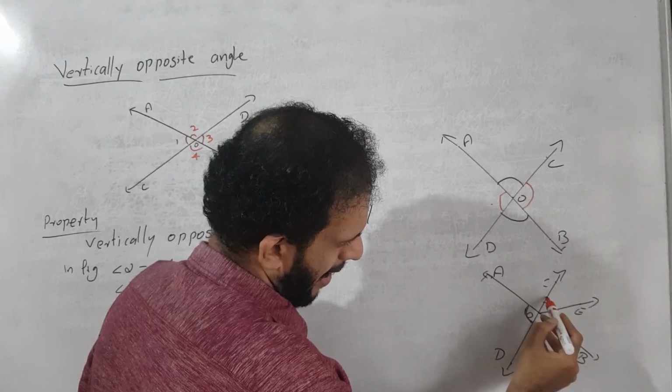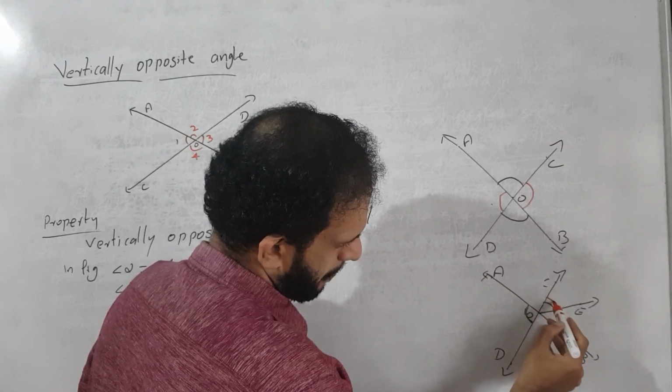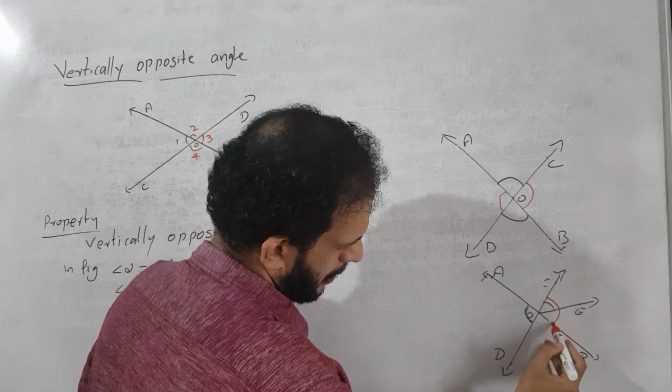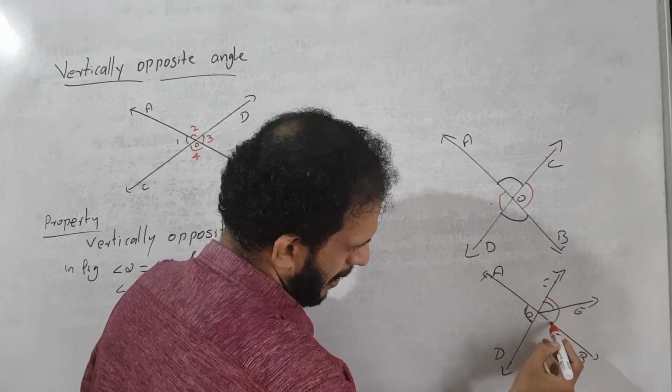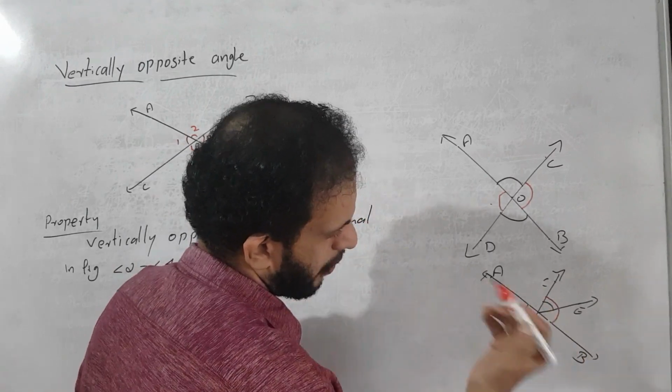We need to get the angle like this from C to B, this one. Okay, from the line CD to the line AB.